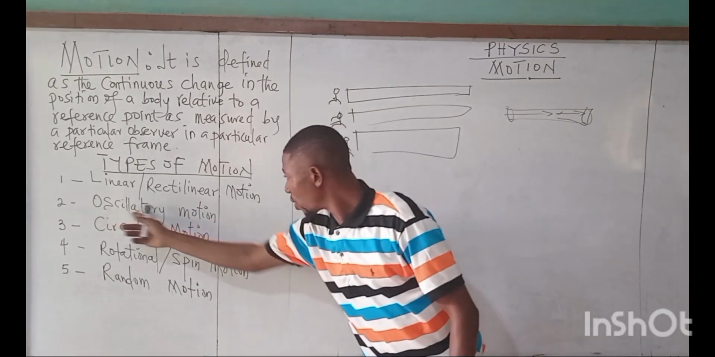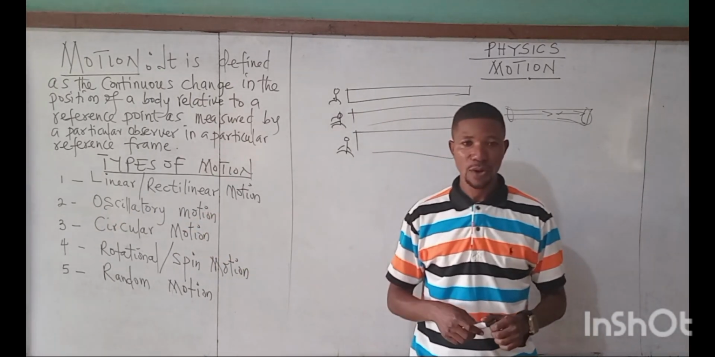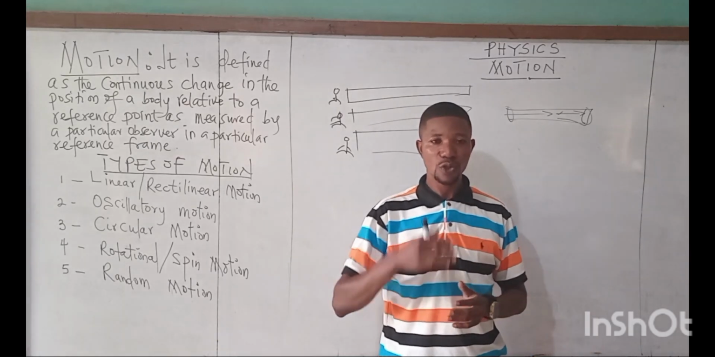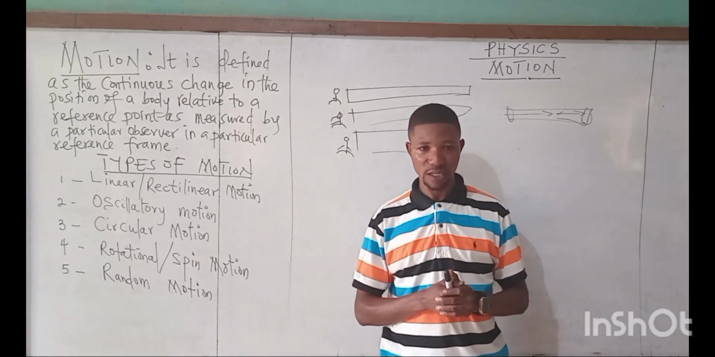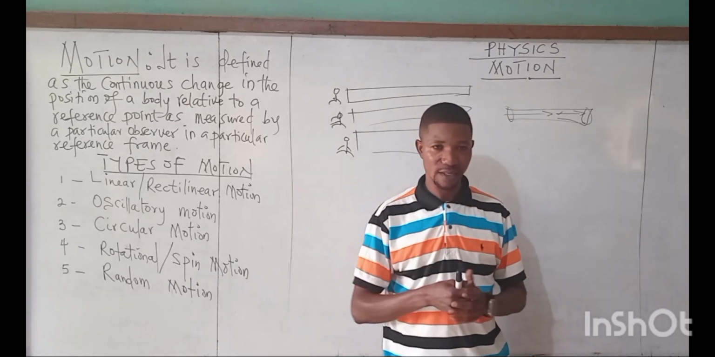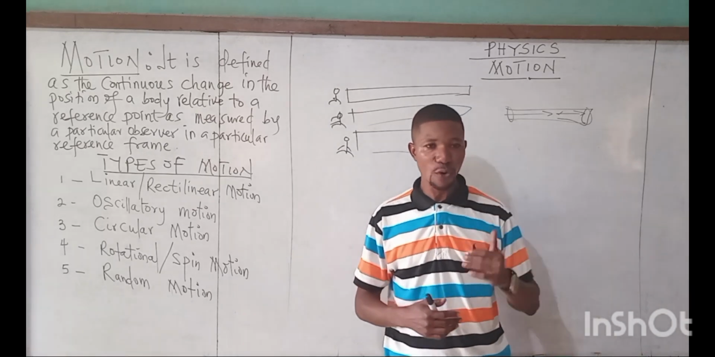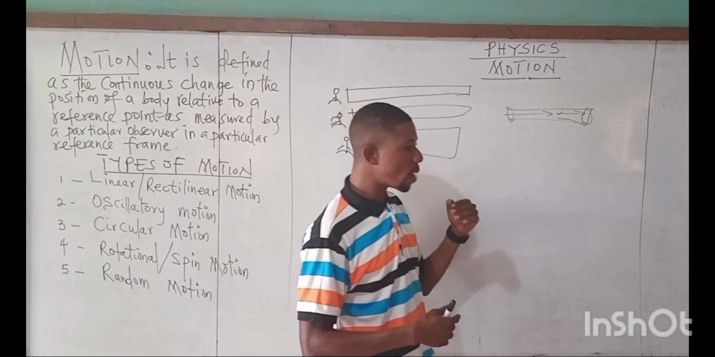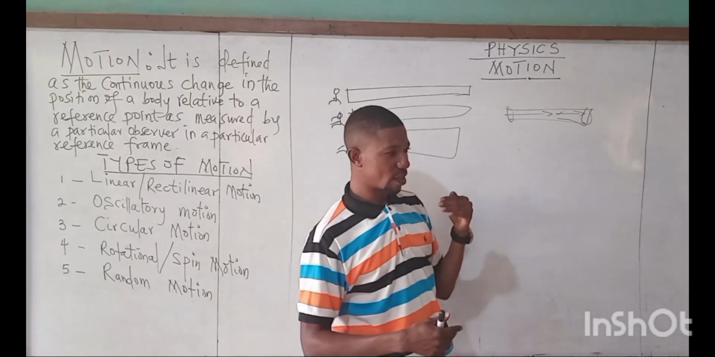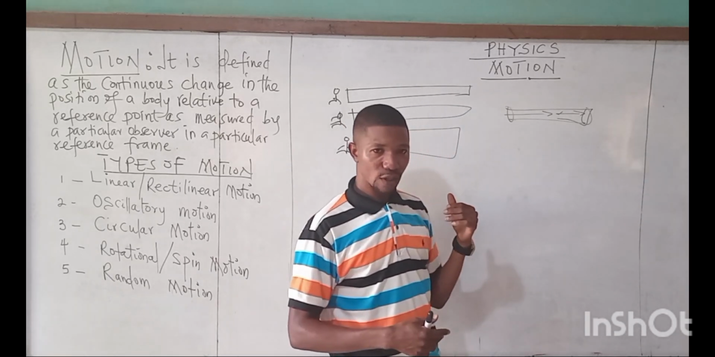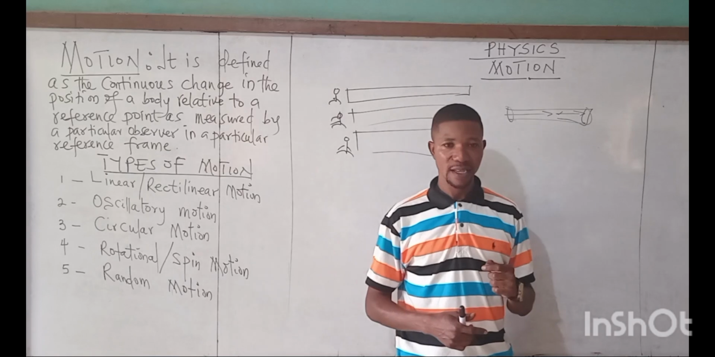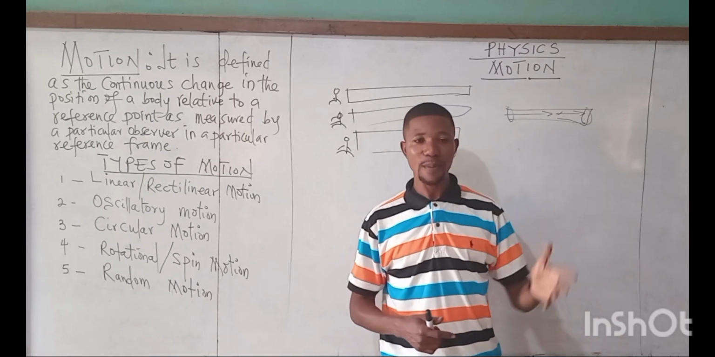Let's look at the second one, oscillatory motion. Oscillatory motion is the to and fro type of motion that a body demonstrates, or the type of motion that moves in a to and fro manner. So the to and fro manner means that it goes and comes. It goes and comes. So an example is the movement of a car wiper.